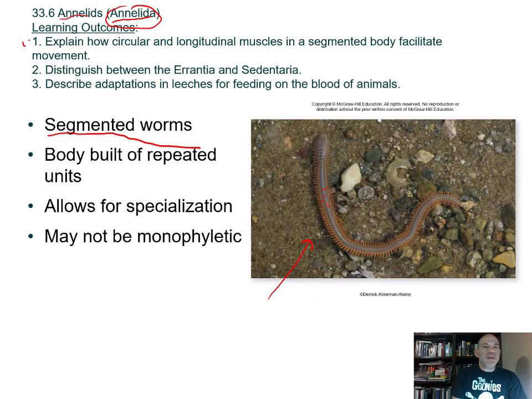Looking at the learning outcomes, number one is to explain how circular and longitudinal muscles facilitate movement in these segmented worms. They have muscles that run along their body, and those that go around the body. Number two is to distinguish between Errantia and Sedentaria.